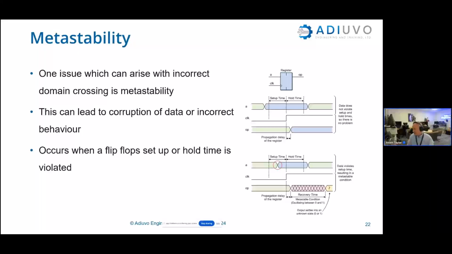Someone's just asked a question: are clocks with the same source but non-integer ratios synchronous in Vivado? No, they wouldn't be, because you're looking for a common phase relationship, and if they've got a non-integer relationship, then they don't have a common phase relationship. So it should be treated as asynchronous.